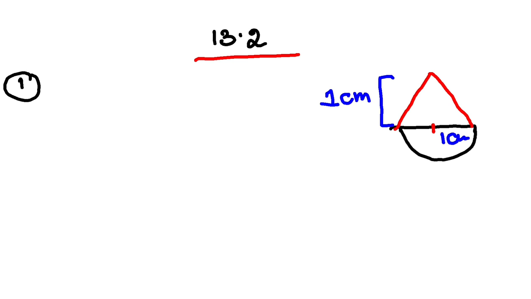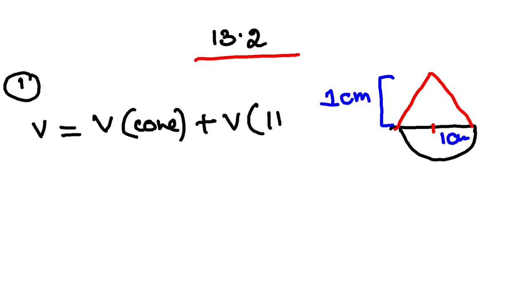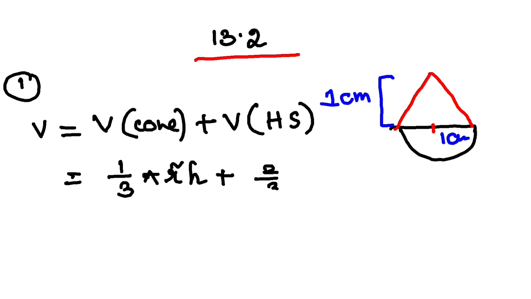Now you have to find the volume of the entire device. So the volume of the entire device is of course going to be volume of the cone plus volume of the hemisphere, isn't it? I am writing in short form, please write in full form in exams. So the volume of the cone formula is 1 by 3 pi r square h, and for the hemisphere it is 2 by 3 pi r cube.